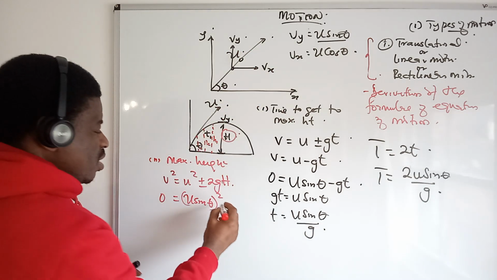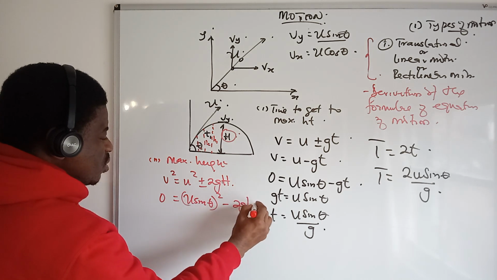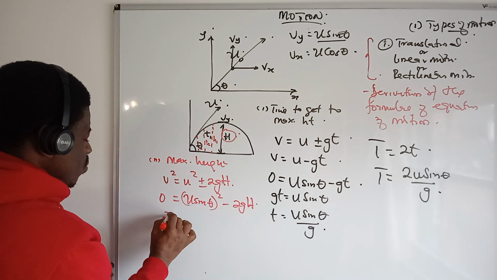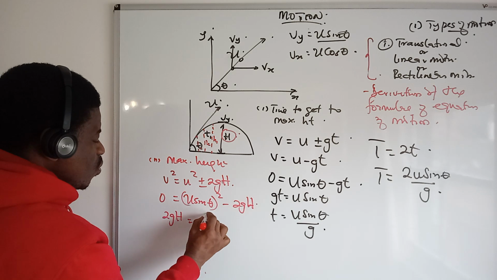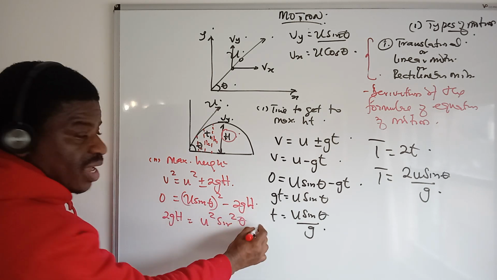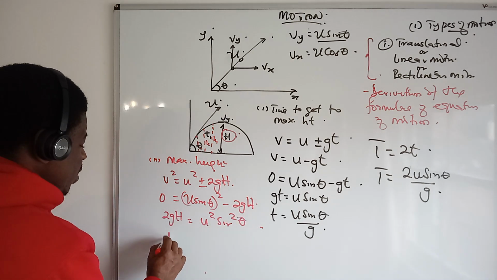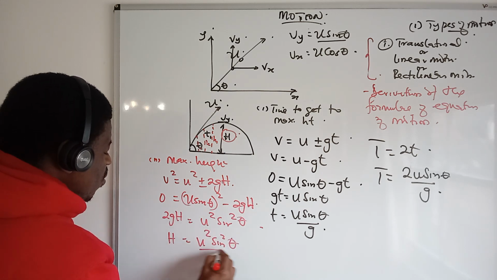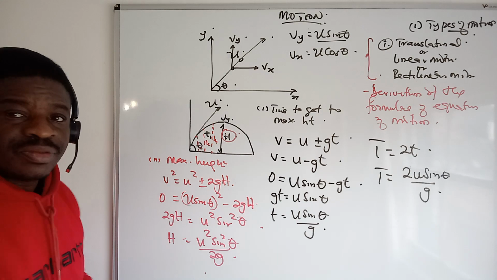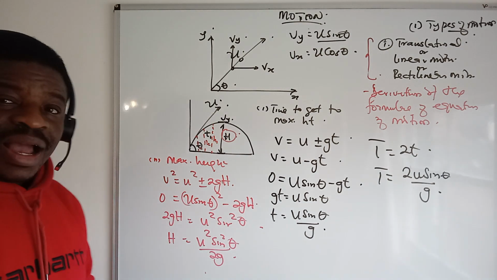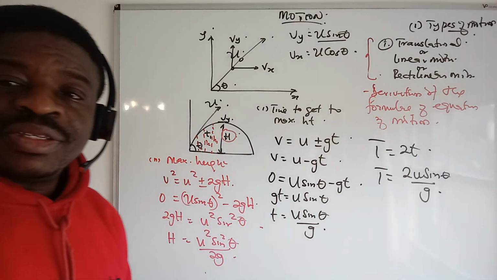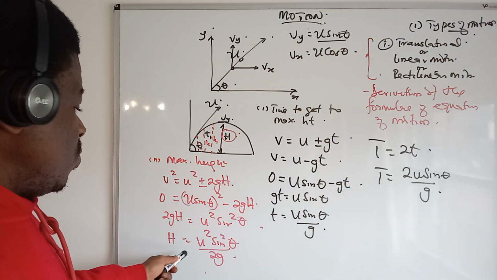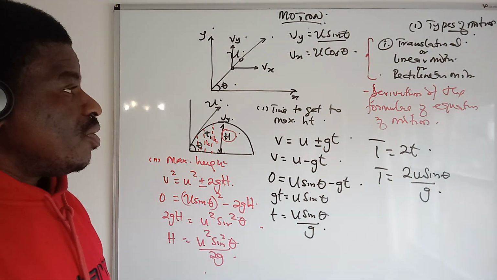Going to the maximum height, 0 is equal to u squared sine squared theta minus 2gH. So you have 2gH is equal to u squared sine squared theta. So what is your H? It is u squared sine squared theta all over what? 2g. So that is the maximum height: u squared sine squared theta all over 2g.